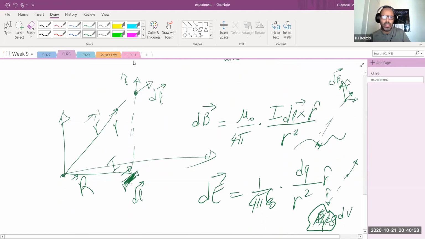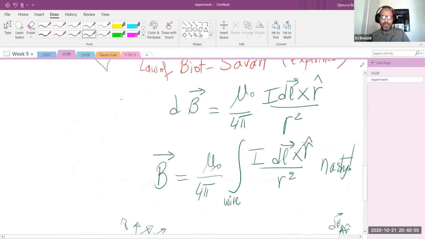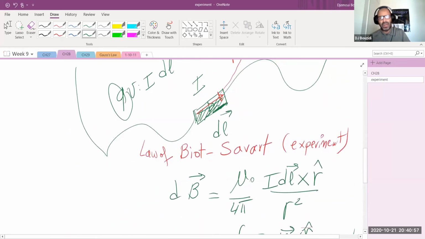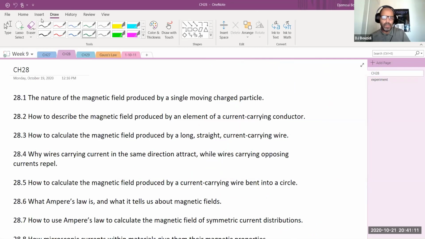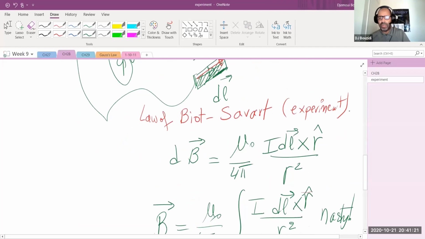Do you guys see this law? Yes. This is as complicated as you're going to ever have it in this series of classes. It's this expression that we actually have to start using now. Okay, so let's do it for a long wire. Let's actually do the calculation for a long wire. So that's part C in here.